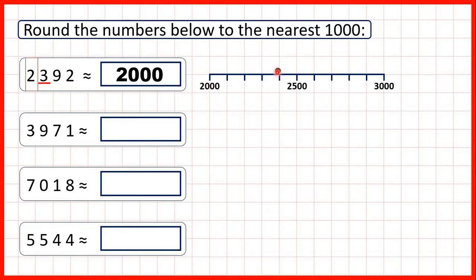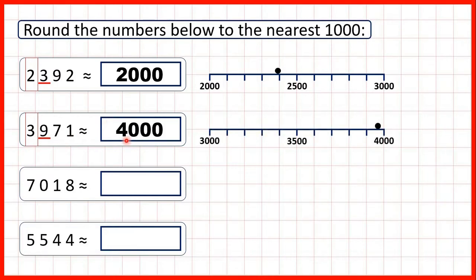Now here, we can see the number 2,392 on a number line, and we can see that it's closer to 2,000 than to 3,000. But I'll come back to the number lines at the end of the video. For now, let's focus on the method. We're rounding to the nearest thousand, so we highlight our thousands digit and underline the digit to the right. This time we have a 9 in our hundreds, and remember, if it's 5 or more, we round up. And when we round up, the digit that we've circled increases by 1. So this 3 is going to become a 4 because we're rounding up. All of our other digits turn into zeros, so we get 4,000.